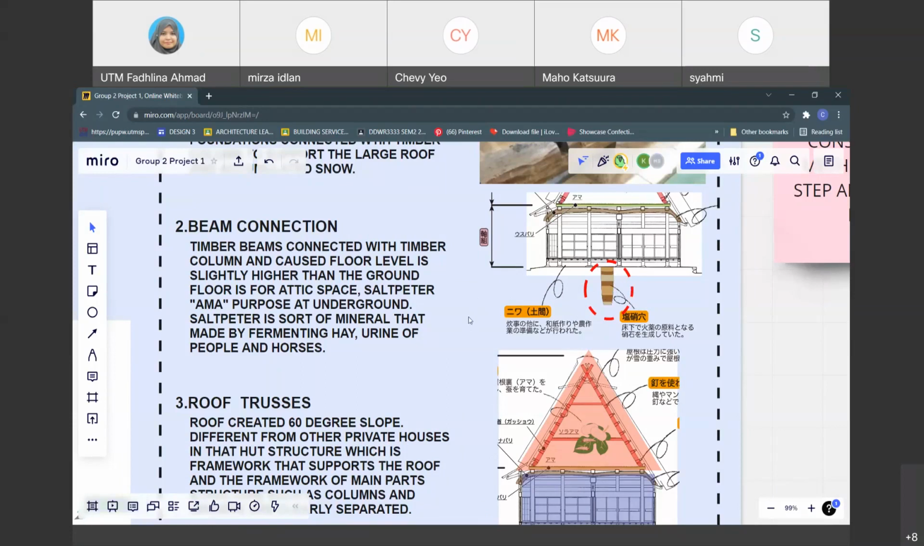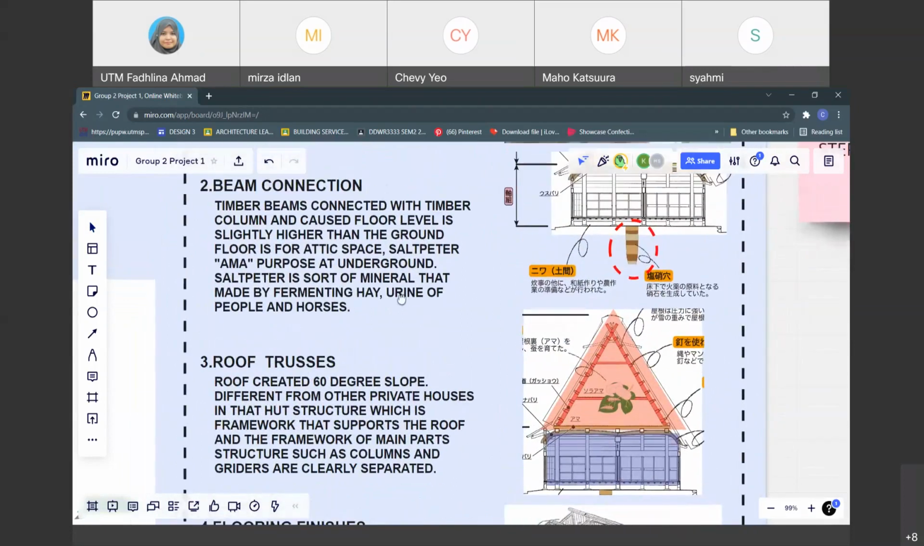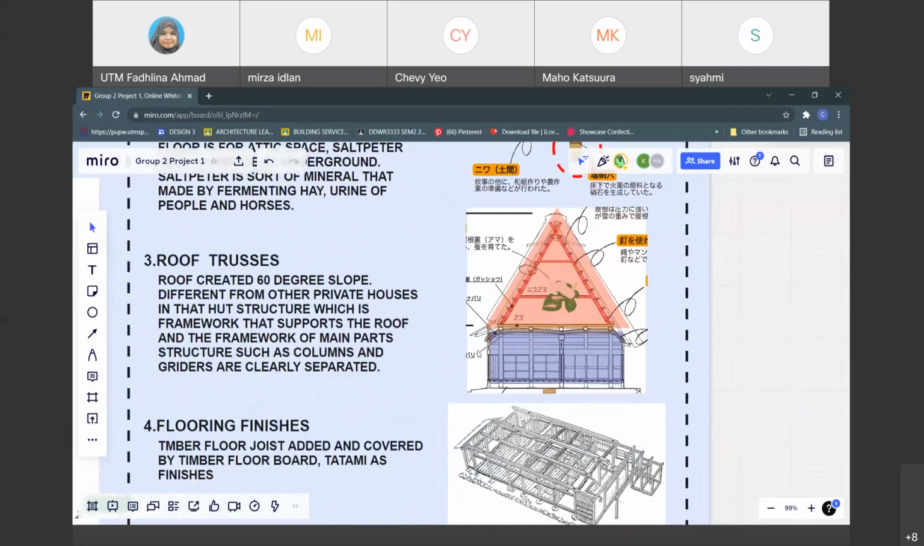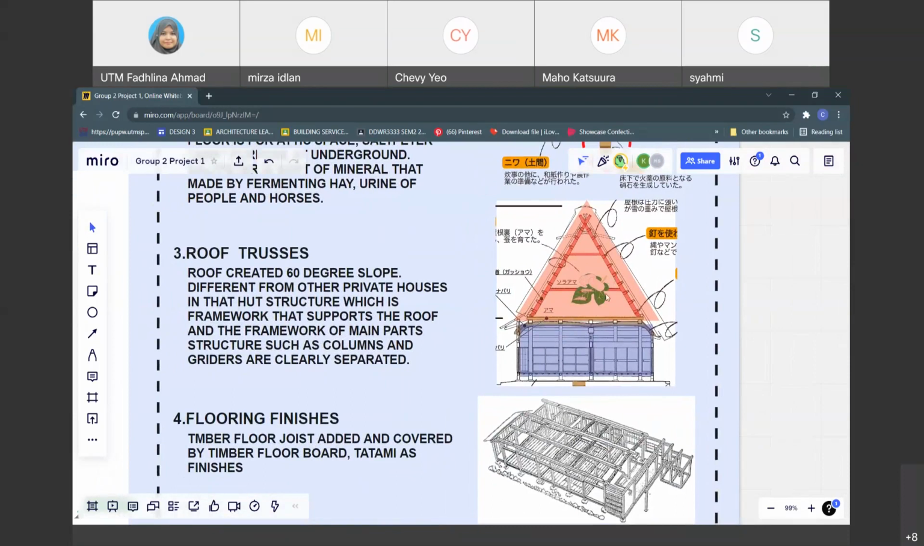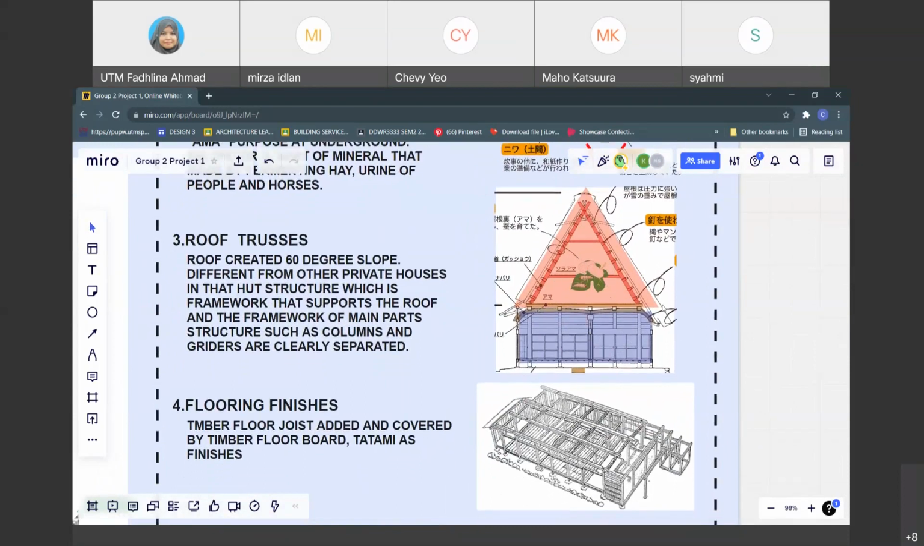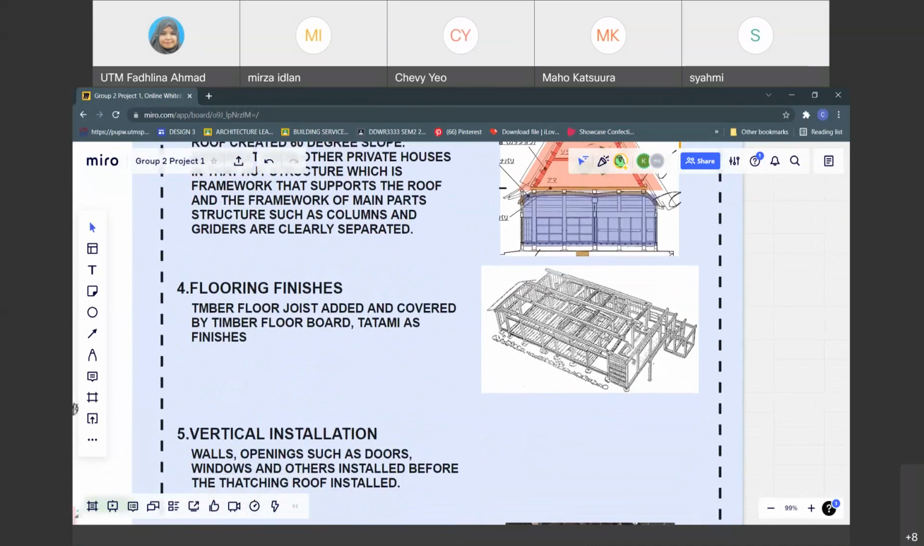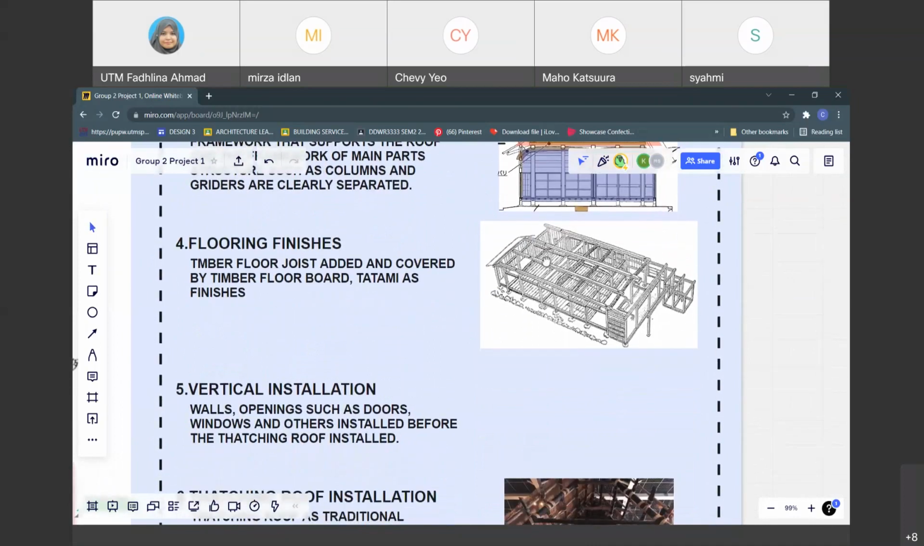Okay, so after that, they build the beam, and then they will build the roof trusses. The roof, as Shami said just now, has a 60-degree slope, and it is actually different from other houses because the upper part and the lower part are clearly separated. So it's a separate structure. And then after that, they will build the flooring finishes. The timber floor joists are added and covered by tatami as finishes.